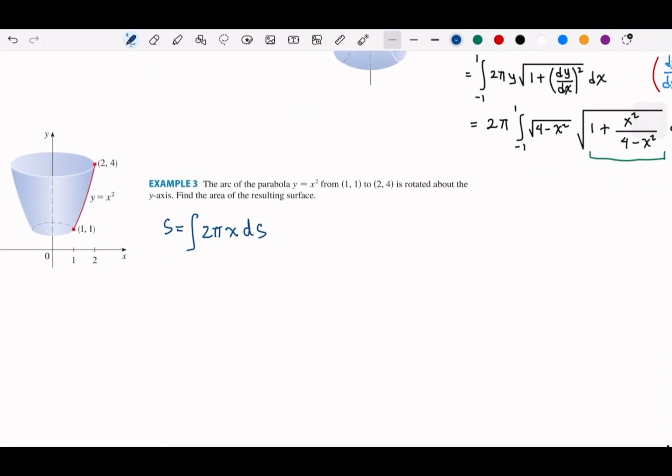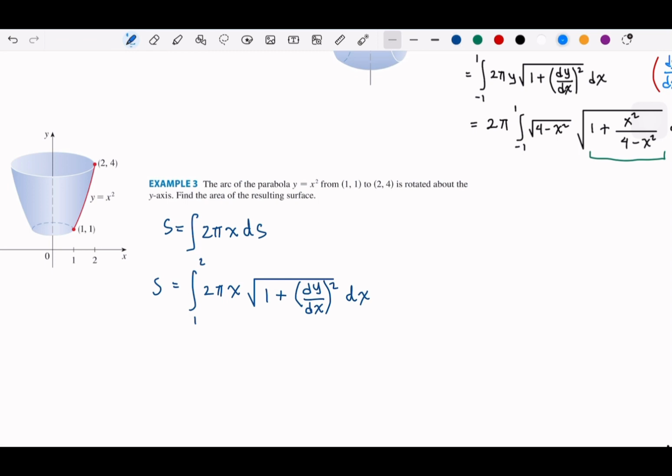So this will be 2 pi x, and then just write all the formula for the arc length, and we write the square root of 1 plus dy over dx squared dx. Okay, and then what else? x is from 1 to 2, right? So 1, 2, see this s.